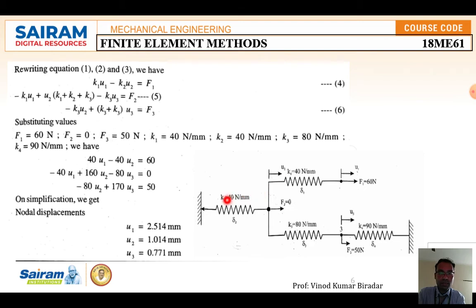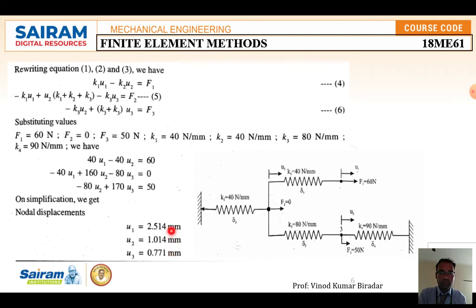So the force values are given, the k values are given, substitute in the above equations. So you are going to get 40 u1 minus 40 u2, and minus 40 u1 plus 160 u2 minus 80 u3, and minus 80 u2 plus 170 u3, which is equal to 50. On simplification, we are going to get the nodal displacements u1, u2, u3. Otherwise, by using the calculator, substitute the a1, a2, a3 values. So you are going to get the displacement values: u1 is equal to 2.514, u2 is equal to 1.01 and u3 is equal to 0.771 millimeter.